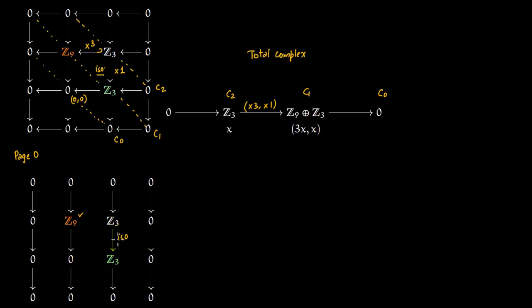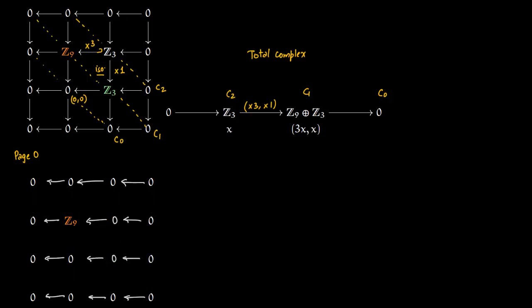Since this map is an iso, it is injective as well as surjective. So you compute the homology here, you will get 0. Compute the homology here, you will get 0. So the only non-zero item on page 0 is Z9. This is how page 1 will look. Now you can see this entry Z9 stabilizes. There's nothing else to do, so this will look exactly like page infinity. On page infinity you will just have Z9, and this Z9 sits right here on C1.